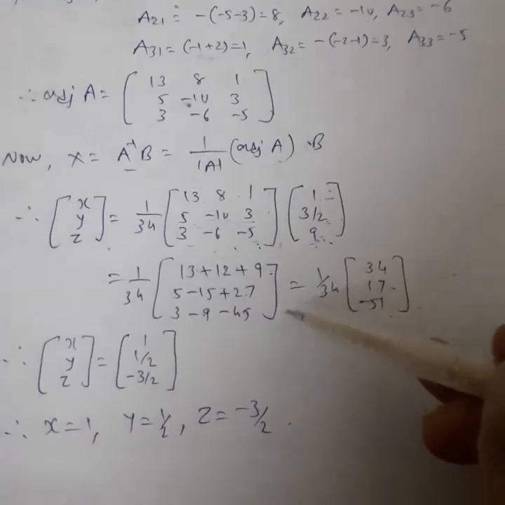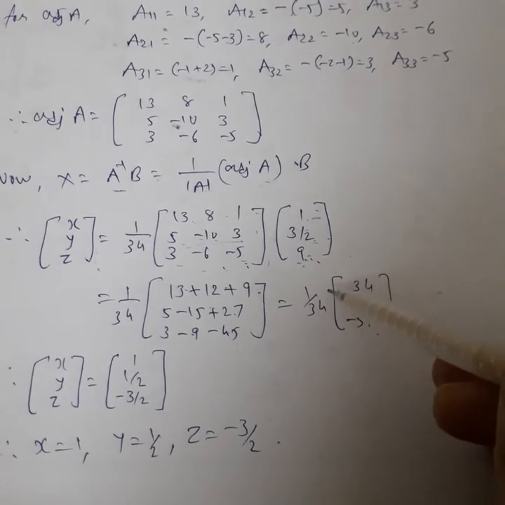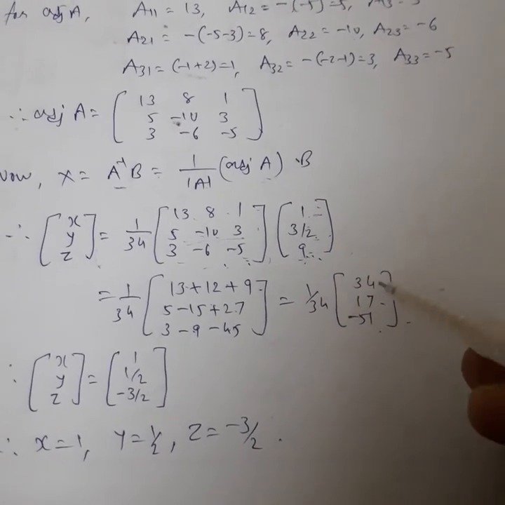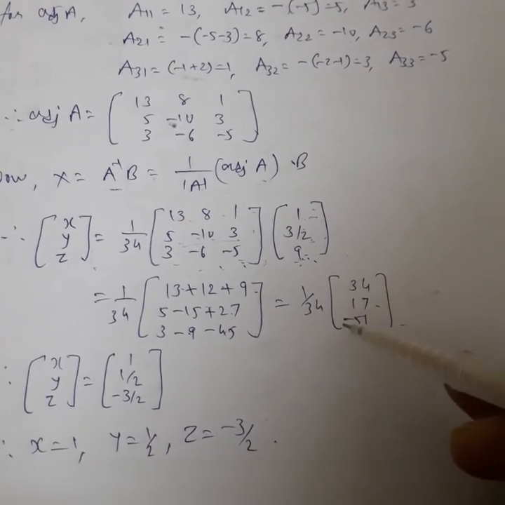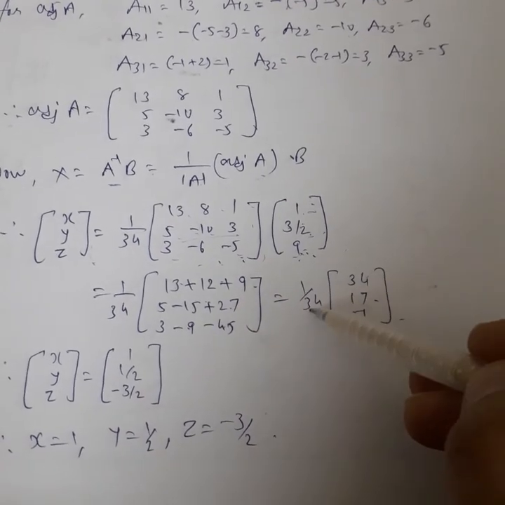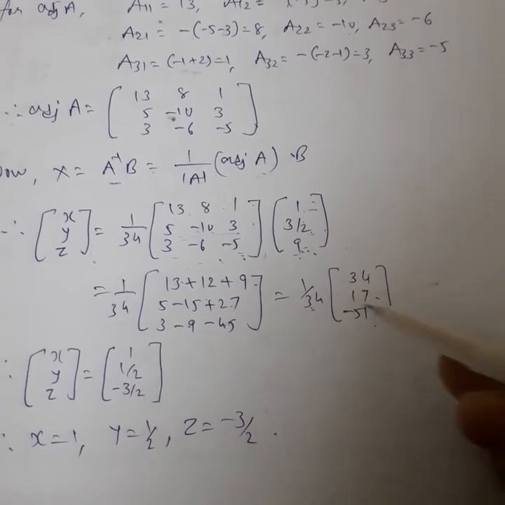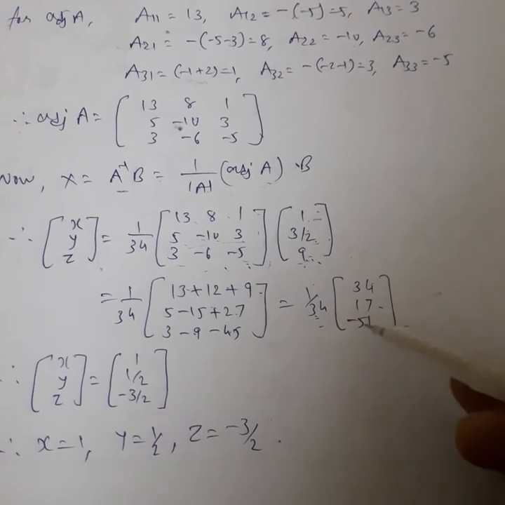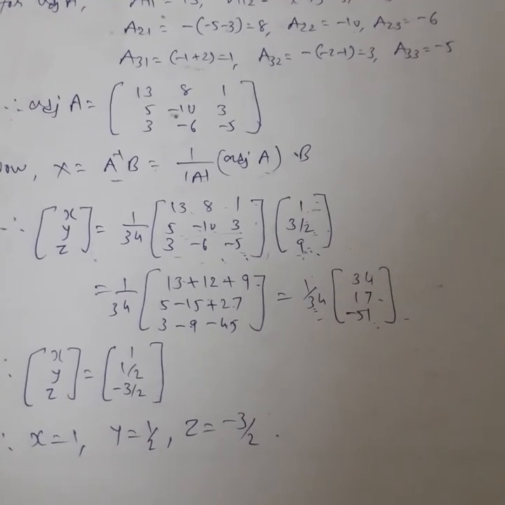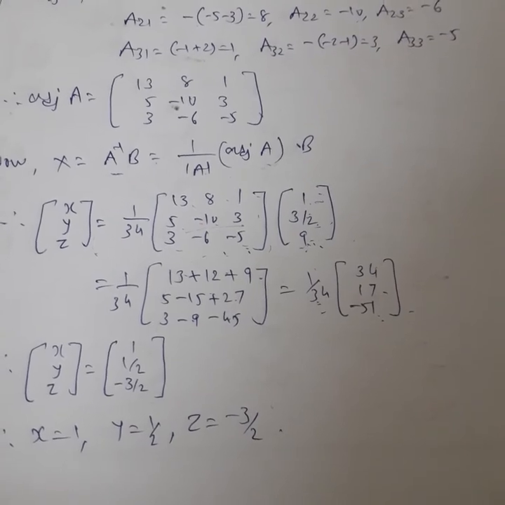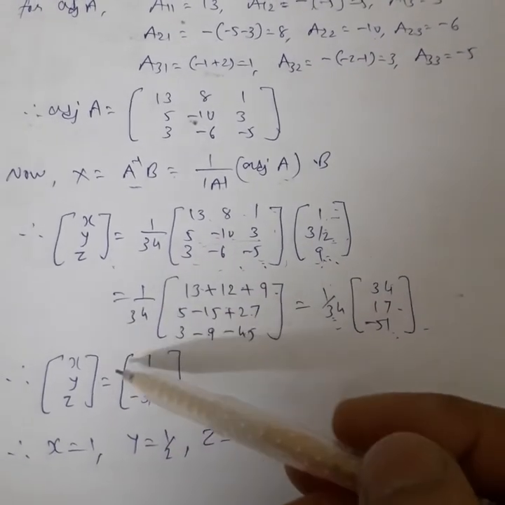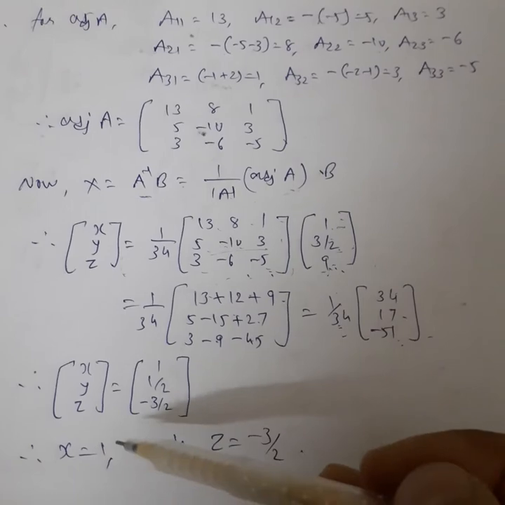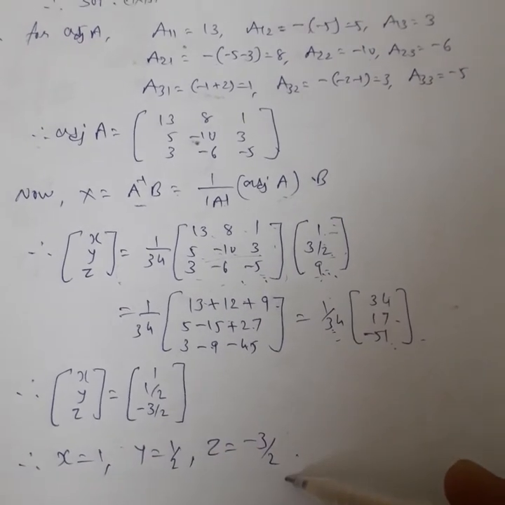And for x we multiply by 1 by 34, otherwise we divide by 34, then we get x, y, z equal to 34 by 34, 17 by 34, which is half, and minus 51 by 34, that is minus 3 by 2. So two equal matrices are given, so by the equality of matrices we get the values of x, y and z, which are 1, 1 by 2 and minus 3 by 2 respectively.